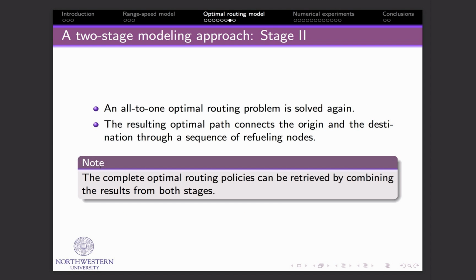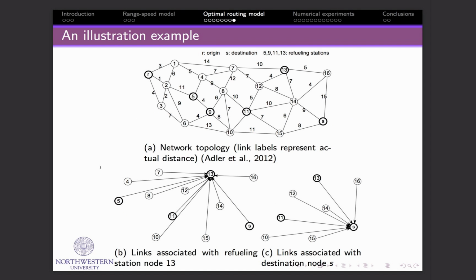So here is an illustrative example to explain how we create the auxiliary network. The figure at the top is a small network containing several nodes. The node R is the origin and node S is the destination, and nodes 5, 9, 11, and 13 are refueling stations. And the graphs at the bottom are the links associated with refueling node 13 and the destination S in the auxiliary network.